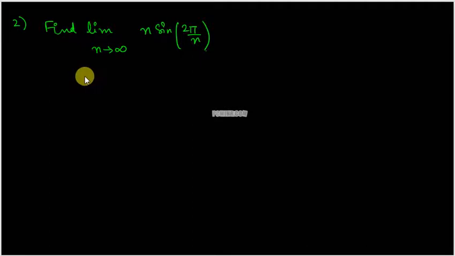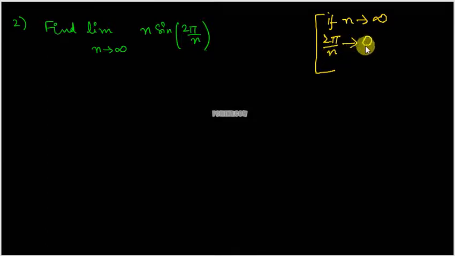Now let's see if you have a question which says find limit n tends to infinity for n sine 2 pi by n. We know that limit is for n tending to 0, not for infinity. But we also know that if n tends to infinity, then 1 upon n or 2 pi by n will tend to 0 because 1 upon infinity is 0. So 2 pi by n tends to 0. If n tends to infinity, 2 pi by n tends to 0. So our first step is to convert the limit from infinity to 0.